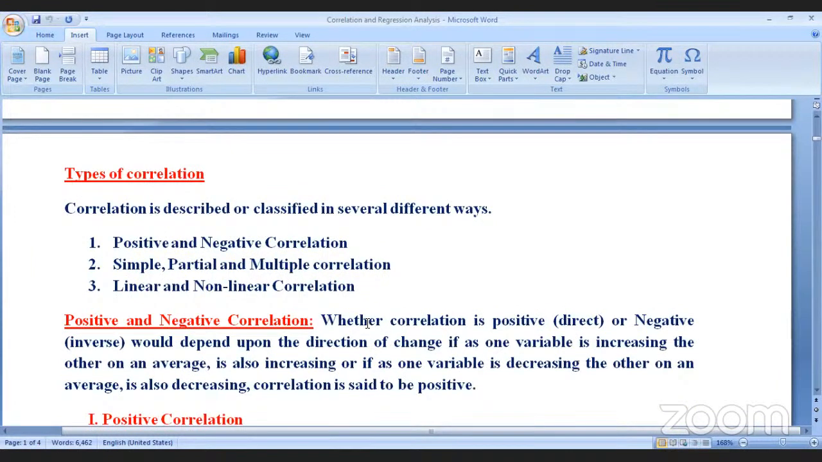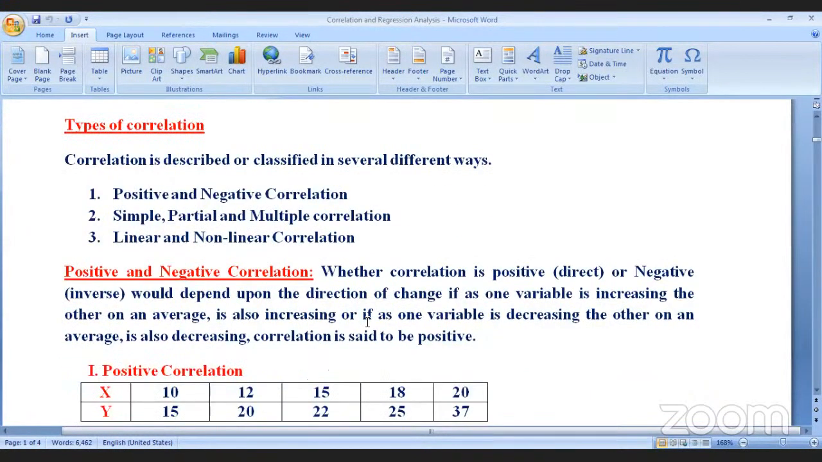They are classified according to: first, positive and negative correlation; simple, partial, and multiple correlation; number two, linear and non-linear correlation. These types are asked a number of times from the examination point of view. So please take a photo. Why? Because you never get a small definition regarding positive correlation, negative correlation, simple, partial, multiple, and linear and non-linear. There are seven types, but for your convenience, I joined all these together in one place.